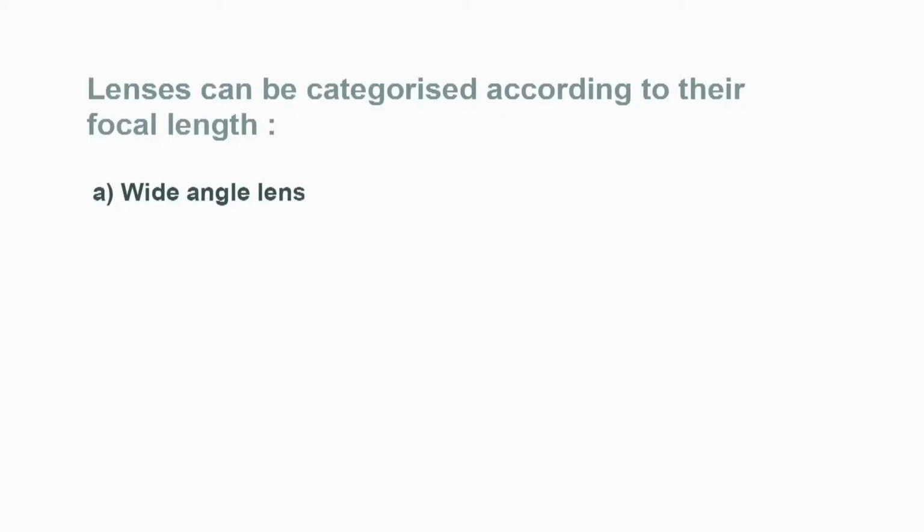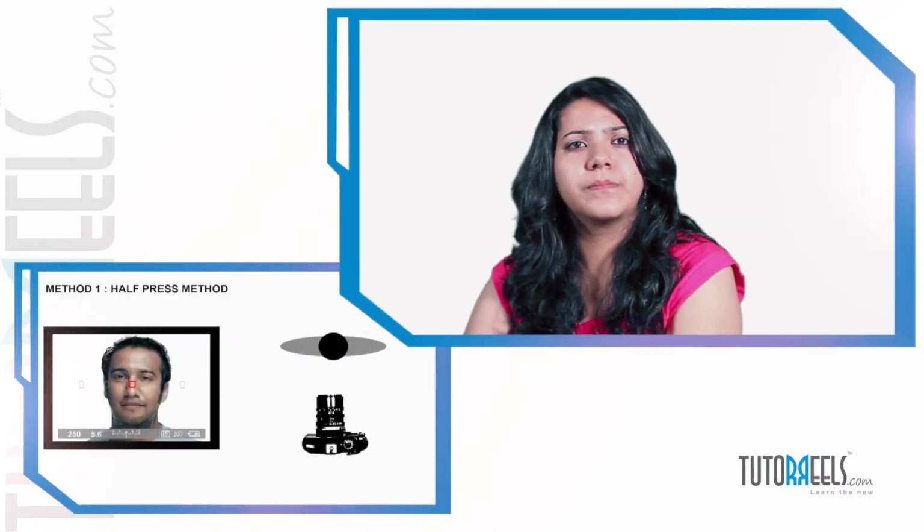There are basically three types of lenses: A. Wide-angle lens, B. Normal lens, and C. The telephoto lens. What factors make them different from each other?